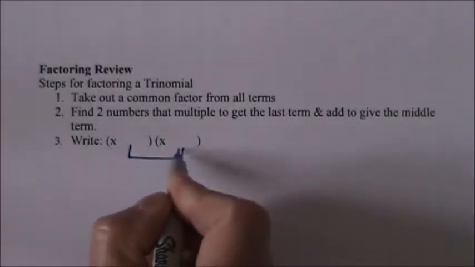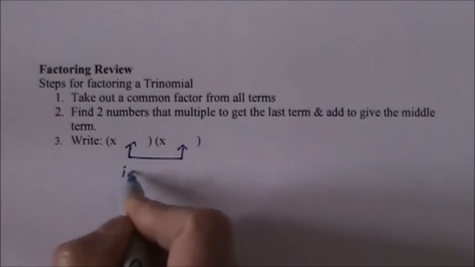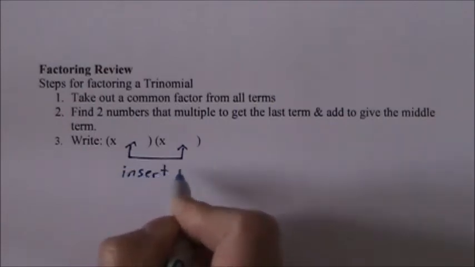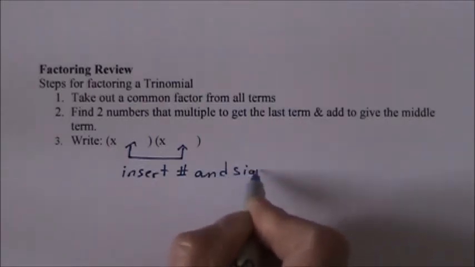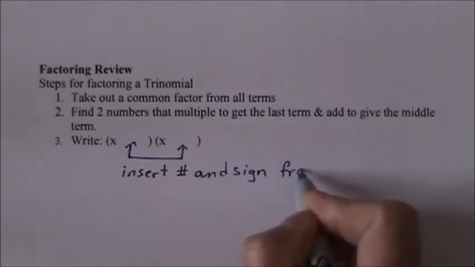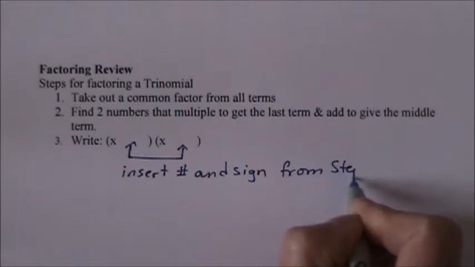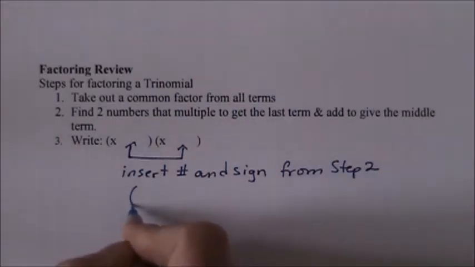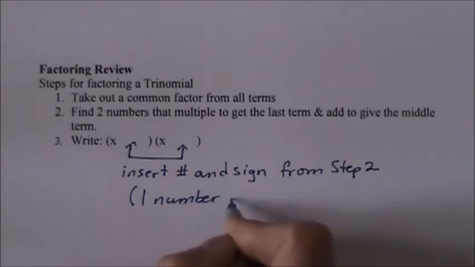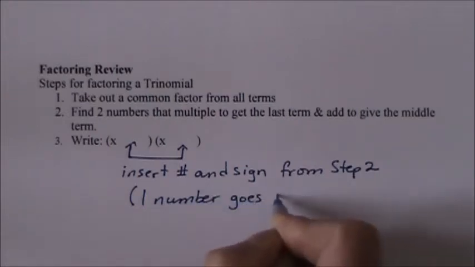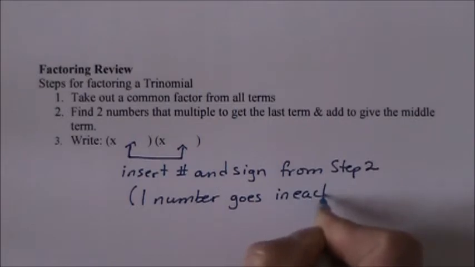Behind the x in each of them, we're going to insert the number and sign from step 2. One number goes in each.